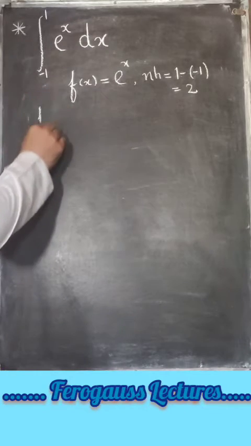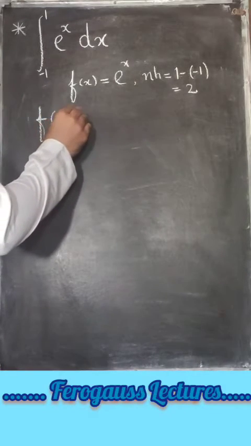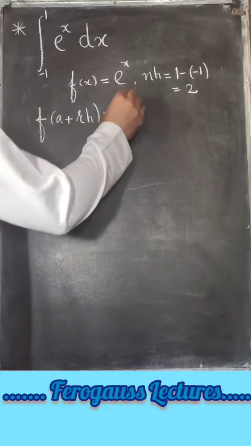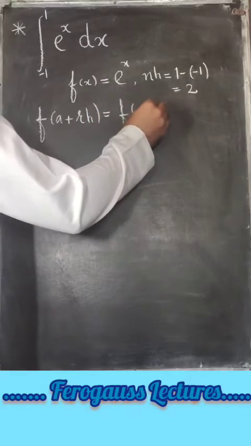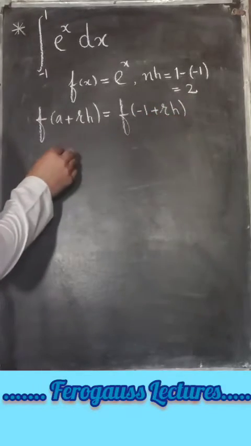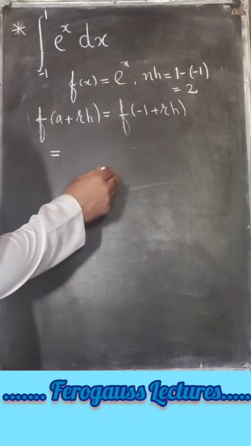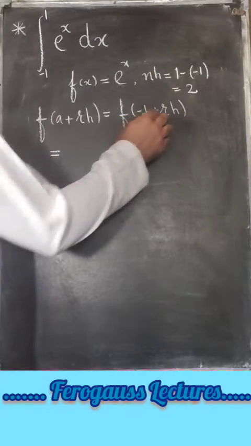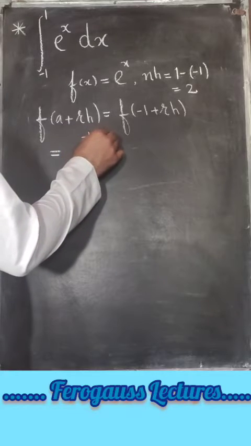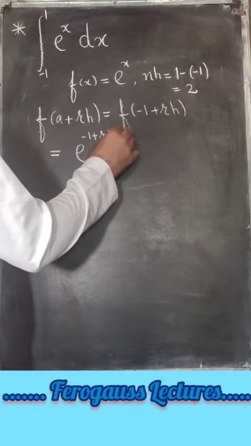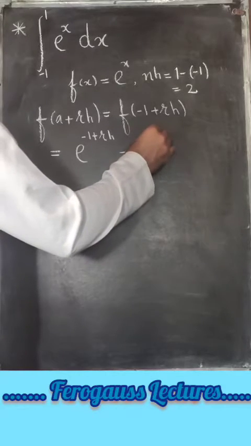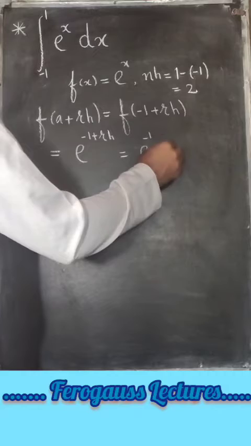Also, f of a plus rh, that is f of minus 1 plus rh, is equal to, now replace x by minus 1 plus rh, we get e raised power minus 1 plus rh, or that is further equal to e raised power minus 1 into e raised power rh.